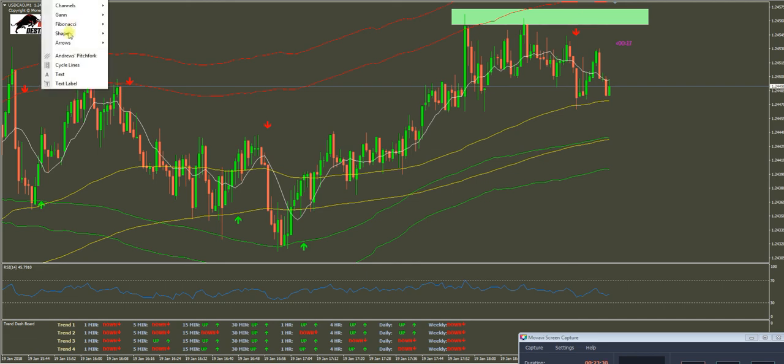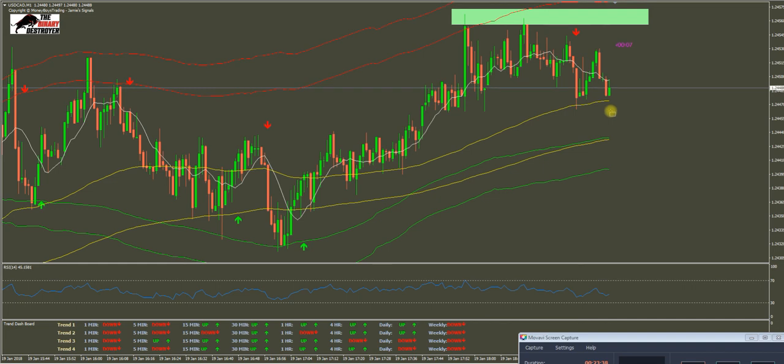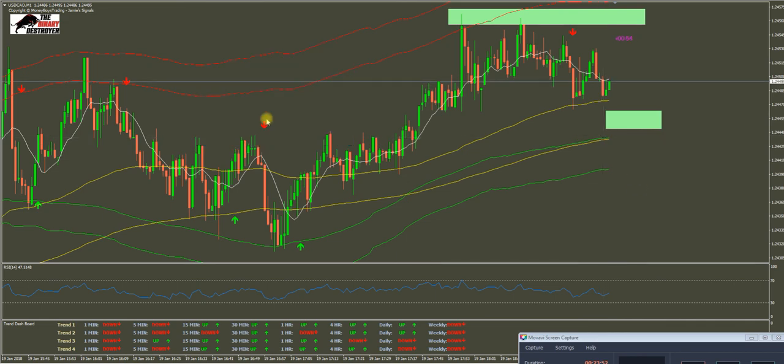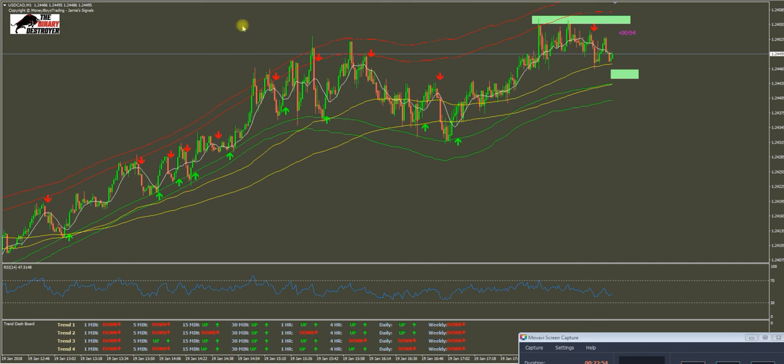Let me just draw my box. If that price went inside that area there and then went back up, with the signal arrow, I would take that trade. But if it broke the 100 and 200 and came all the way down here, I wouldn't take it, because it tells me now we are reversing.